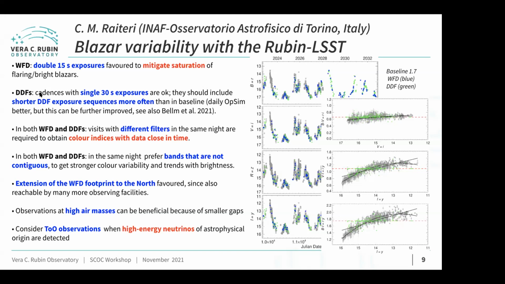In deep drilling fields, we expect only a few bright sources so that the problem of saturation should have a limited impact, and cadences with single 30 seconds exposure, which provide much more sampling, may be adopted. However, with respect to the baseline, a more beneficial cadence should include shorter exposure sequences more often, and in particular, intranight observations of the same deep drilling field with more time spacing between visits in the same filter.